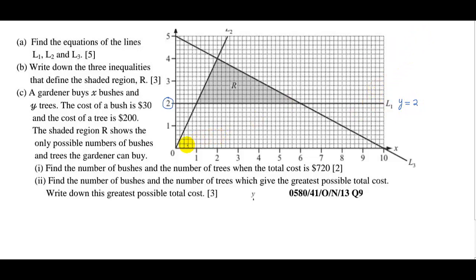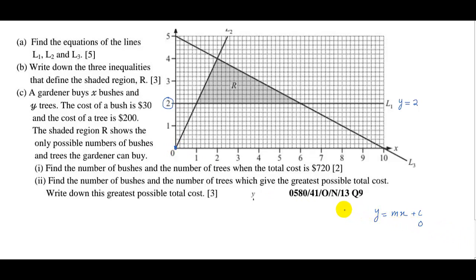And the second line, L2, passes through the origin and is a sloping line with some gradient. So we will use the formula y = mx + c. The c is the y-intercept. The y-intercept is the point where the line cuts the y-axis. Here y is 0, so the y-intercept is 0, c is 0.